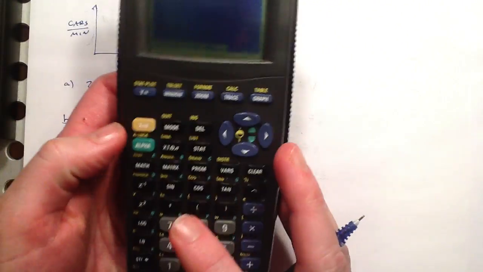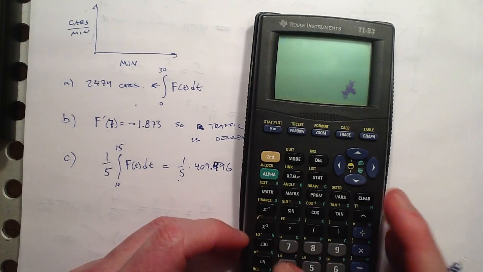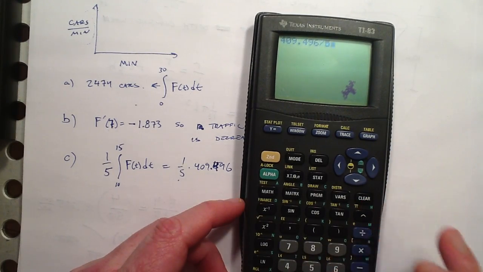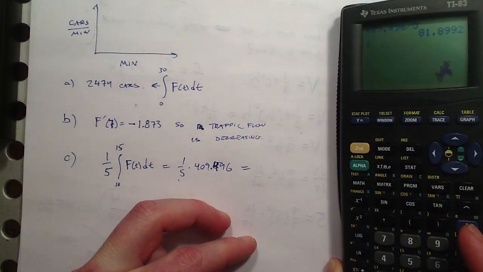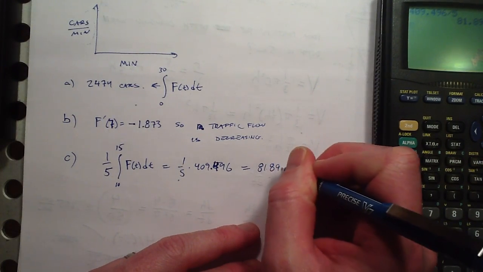And going back to my home screen, 409.496 divided by 5 is 81.899.